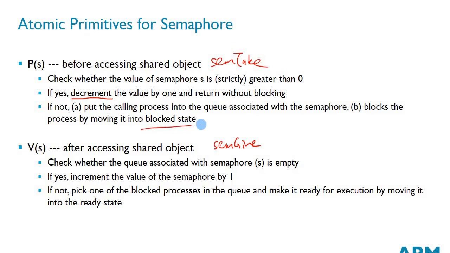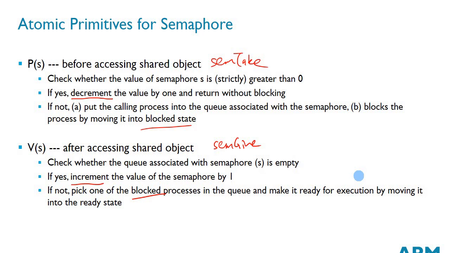That means you wanted to acquire a resource but you are unable to get it, so you go to a block state. Again, a similar idea to mutex, correct? In mutex also, if you try to acquire the mutex and you are unable to, you go to a block state. Once you are done with the shared resource, you can release the semaphore. When you sem give, you increment the token count. And if somebody else was already blocked waiting for it, then instead of incrementing, you automatically allocate it to the task that was waiting in the queue for the semaphore.